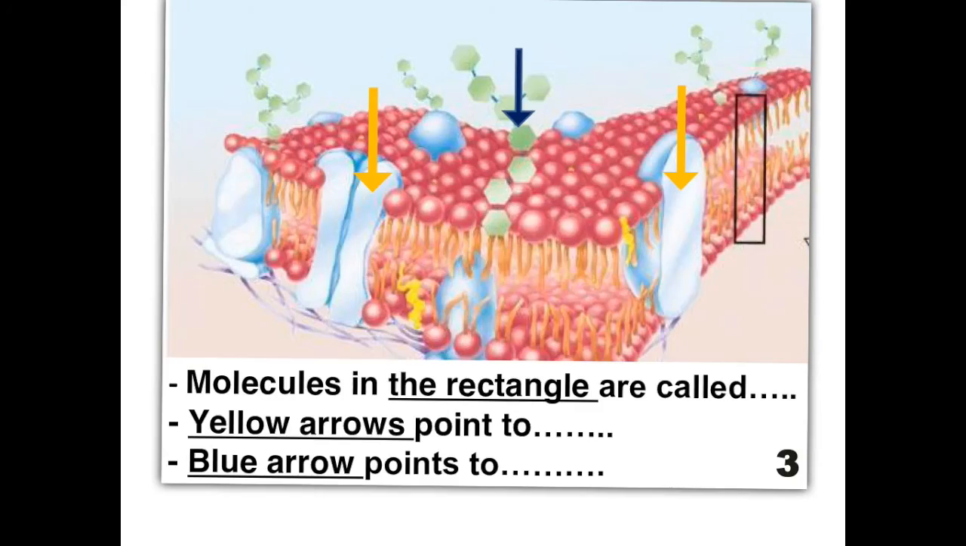The molecules in the rectangular area are phospholipid bilayer or phospholipid molecules. Yellow arrows point to integral transmembrane protein. Blue arrows point to the glycan of the glycolipid molecule of the coat. If you have a label here, it is glycan of the glycoprotein in the glycocalyx, which is the other name for the coat.